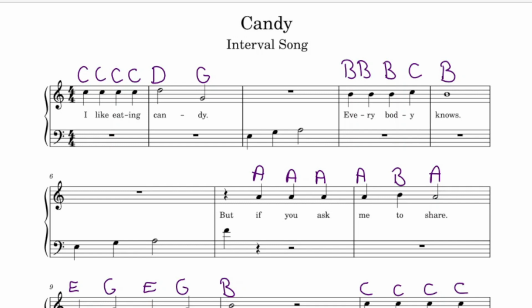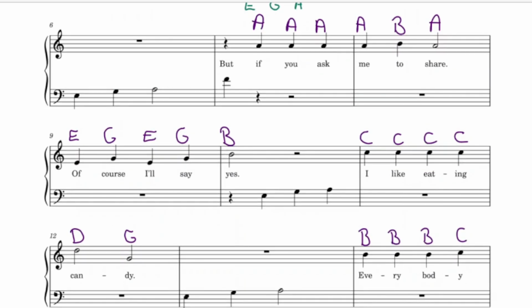For the most part, our left hand is playing the exact same 3 notes. We have an E, G, and an A. An interval of 3, E, F, G, 1, 2, 3, and an interval of 2, G to the A, 1, 2. We continue with the same left-hand pattern, E, G, A.